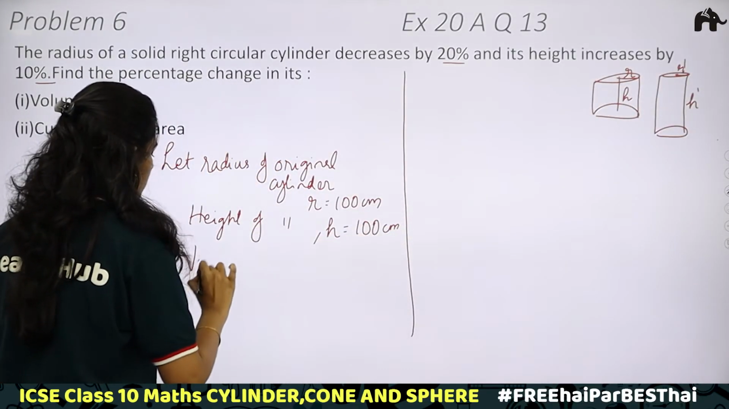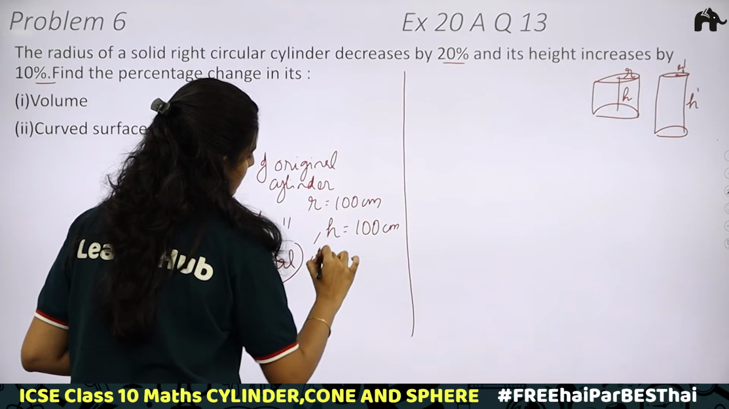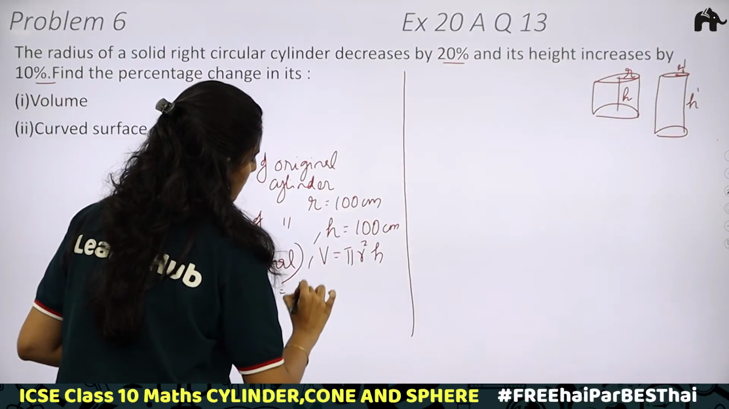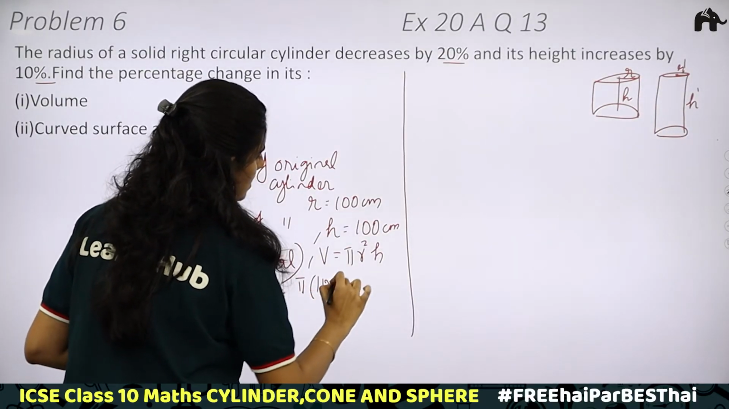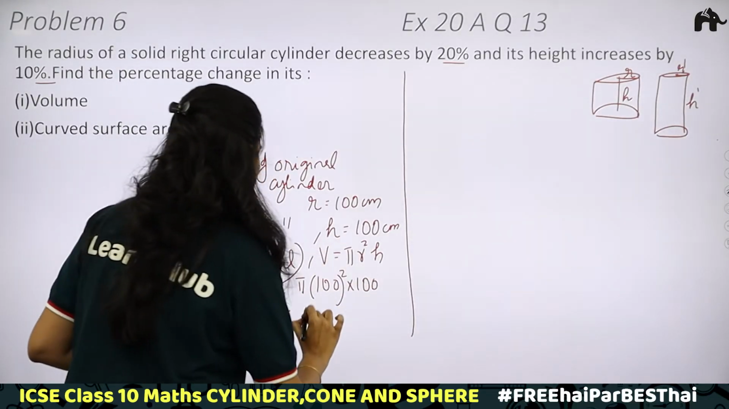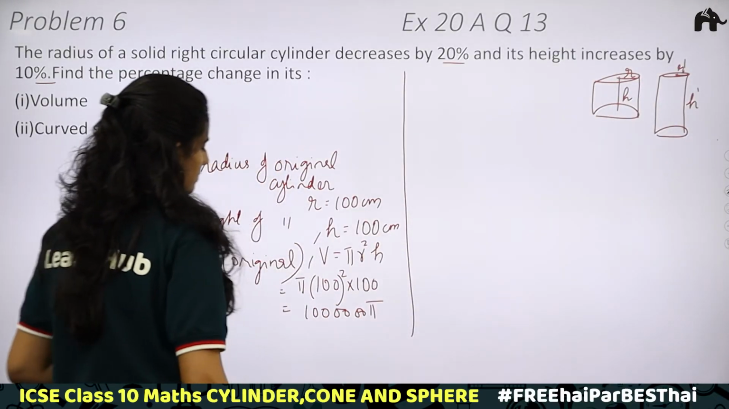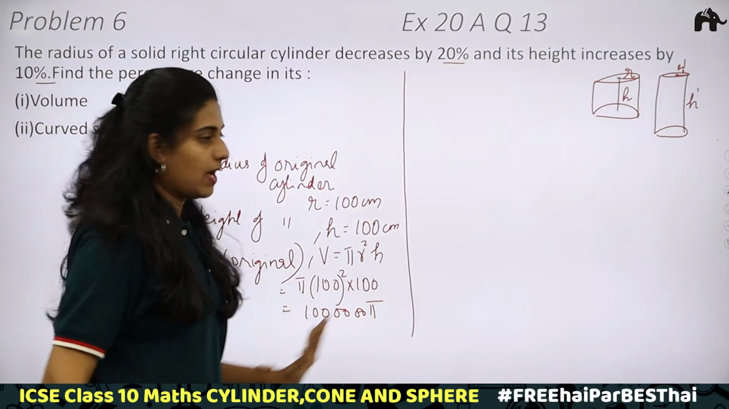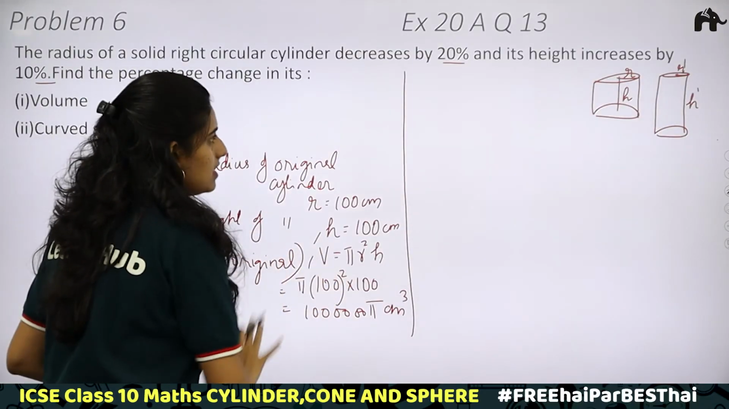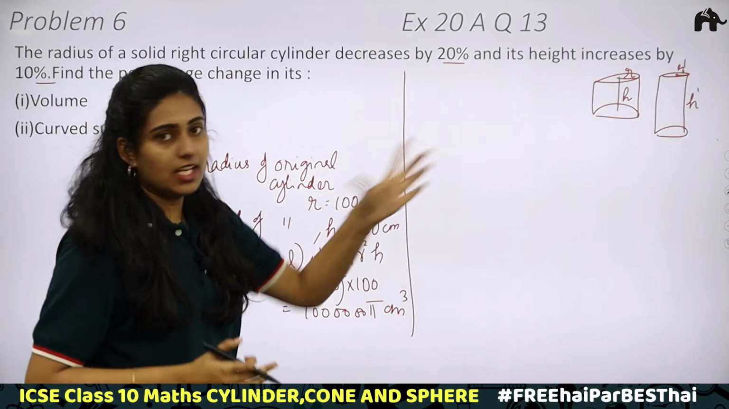Then what is the volume? Volume of original cylinder V will be equal to pi r square h. That is pi into 100 square into 100, which is equal to 1000000 pi, 10 lakh pi centimeter cube. So this is the volume of original cylinder. Now what is happening? The radius is decreasing by 20% and height is increasing by 10%.